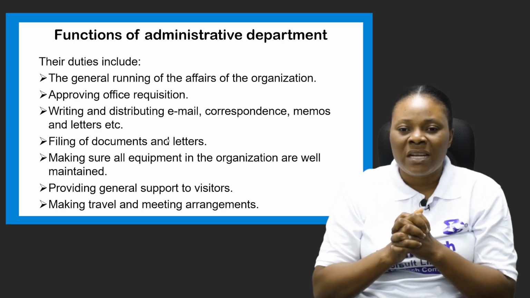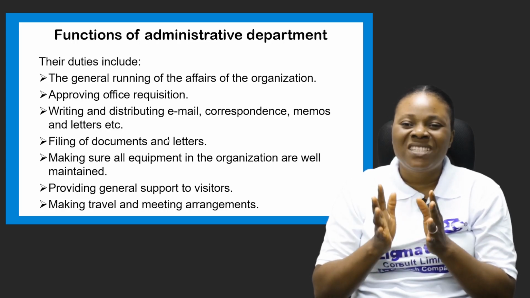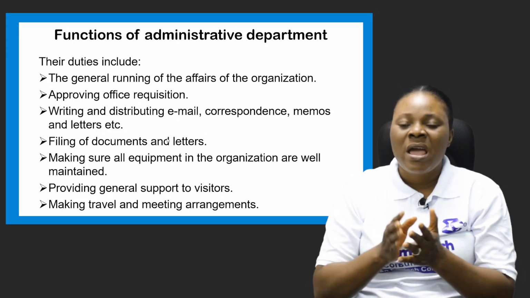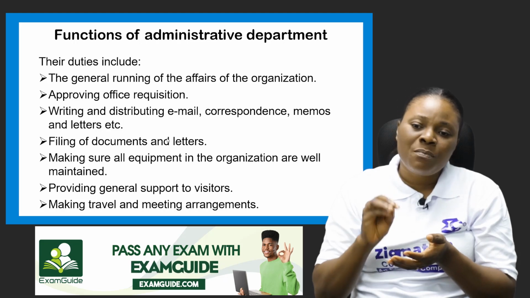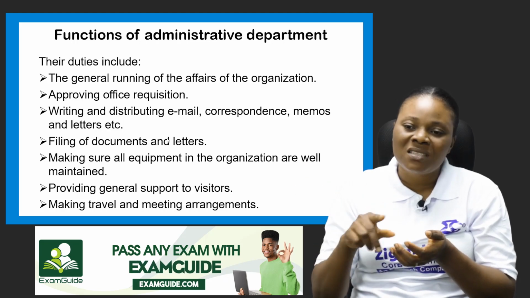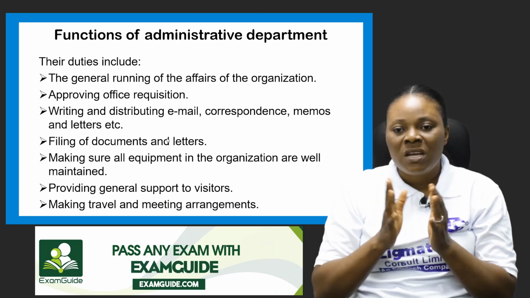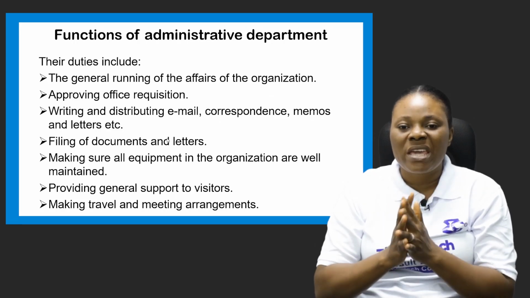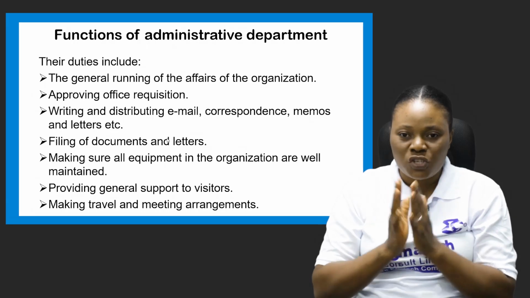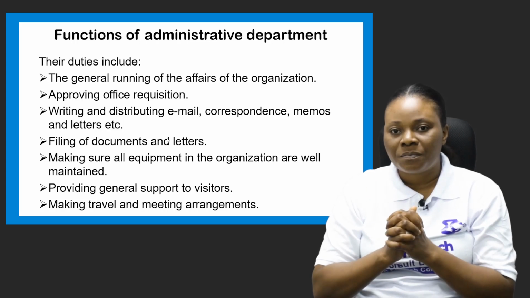They also ensure that all equipment in the organization are well maintained. Remember I said they are in charge of the general running of the affairs of the organization. So every equipment in the organization is in their care. So if there is any problem with any equipment in any department, it is the duty of the head of department to report to the administrative department because they are in charge of ensuring that all the equipment are working well. This is to ensure that all activities in the organization are moving smoothly.